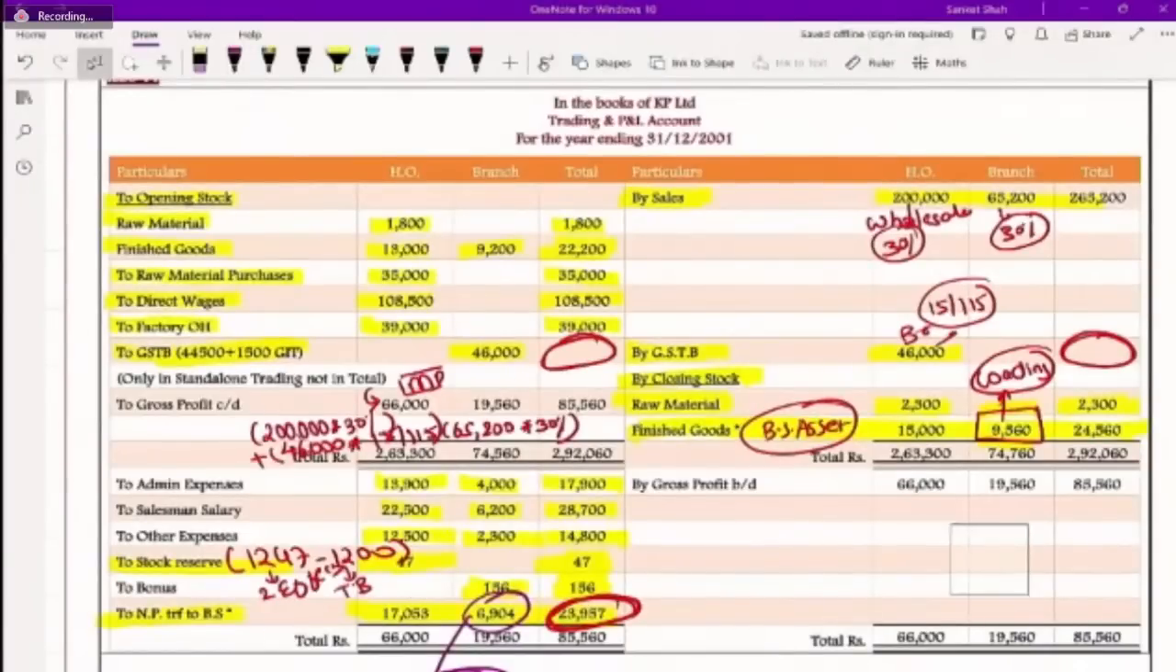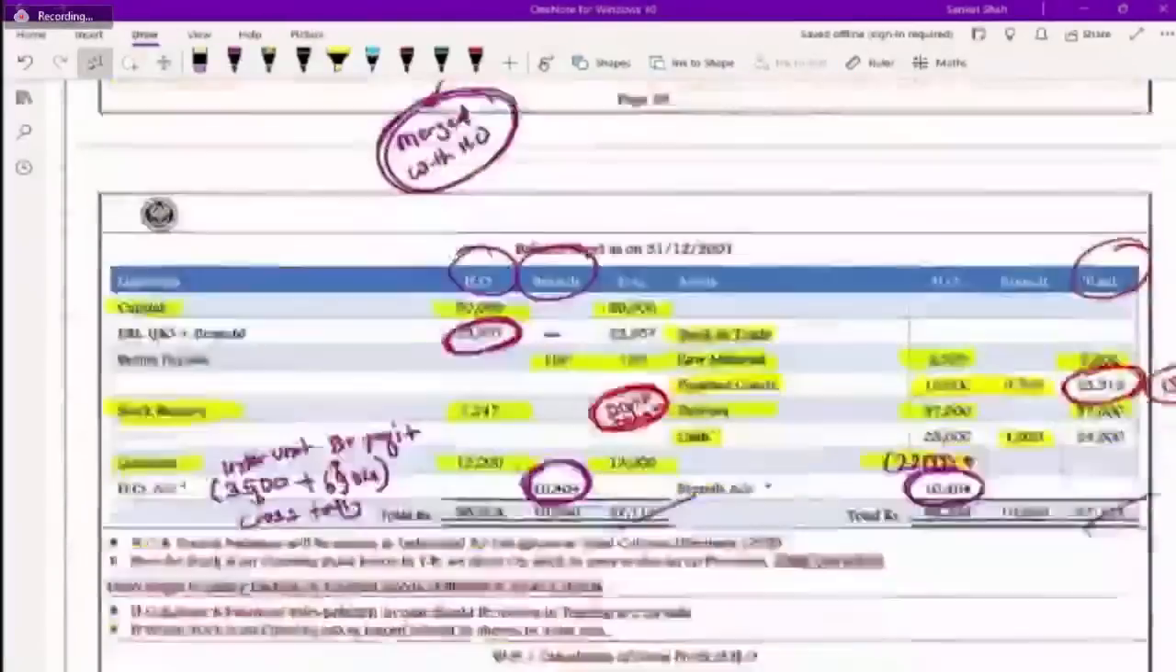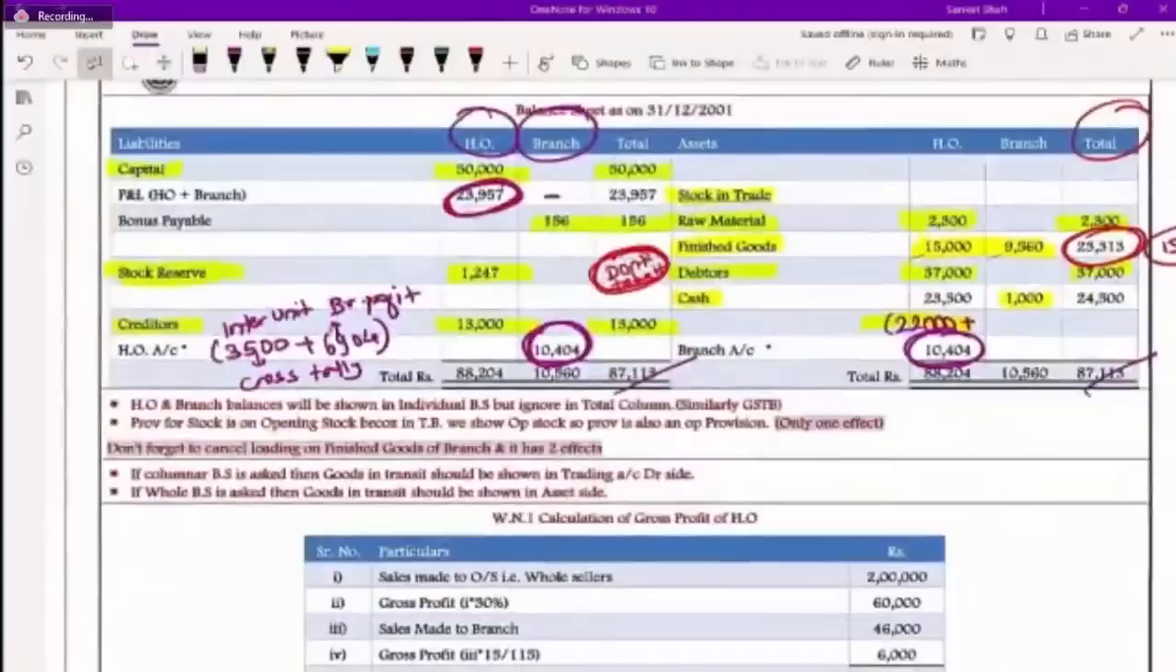So, and branch has only one gross profit. So this is done, beta. Yes, take a screenshot of this. Then the second important point: we also calculated the branch profit, and then we got the balancing figure, closing stock. That branch closing stock is inclusive of loading 1247. That 1247 we have to give effect in the P&L debit side and stock reserve on the liability side.